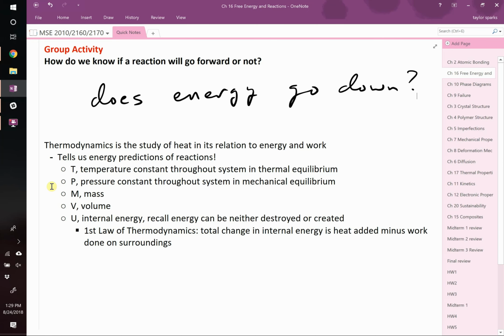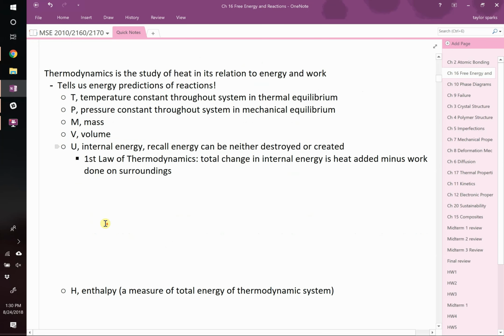So first let's start with internal energy. What is internal energy equal to? Here comes the first law of thermodynamics. It is the following. The total change in internal energy is heat added to the system minus work done on the surroundings.